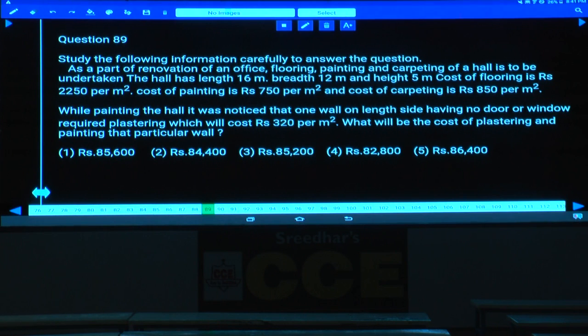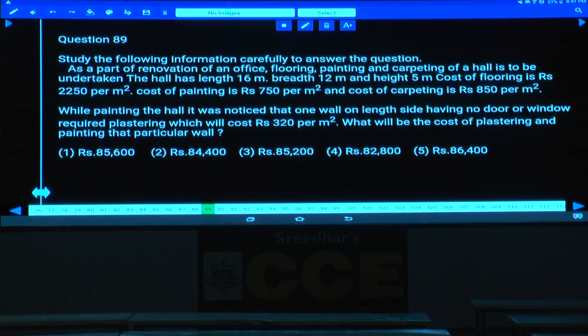Next. As a part of renovating an office, flooring, painting, and carpeting of a hall is to be undertaken. The hall has length 16 meters, breadth 12 meters, height 5 meters. The cost of flooring is 2250, cost of painting is 750, cost of carpeting is 850. Now, while painting the hall, it was noticed that one wall on the length side, having no door or window, required plastering, which will cost 320 rupees.